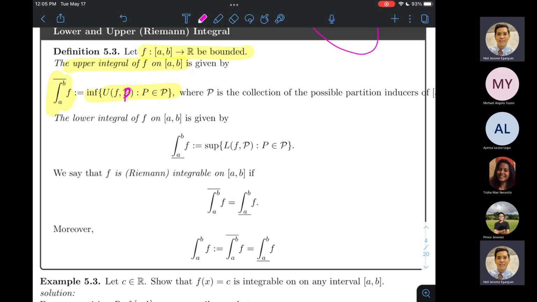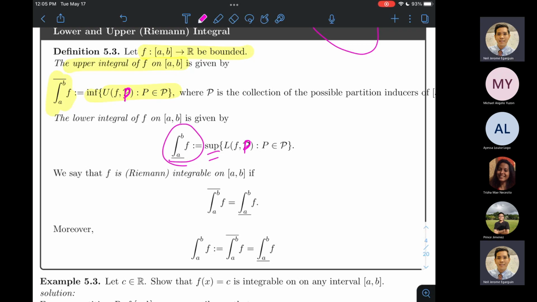Then the lower integral with the following notation is similarly defined, but this time it is the supremum among the lower Riemann sums. So for all possible partitions P, sa lahat ng posibleng partition inducers ng closed interval AB, computein mo yung lower sums. Tapos pag na-compute mo na lahat ng lower Riemann sums, kunin mo yung least upper bound ng mga lower sums na yon, makukuha mo yung lower integral.